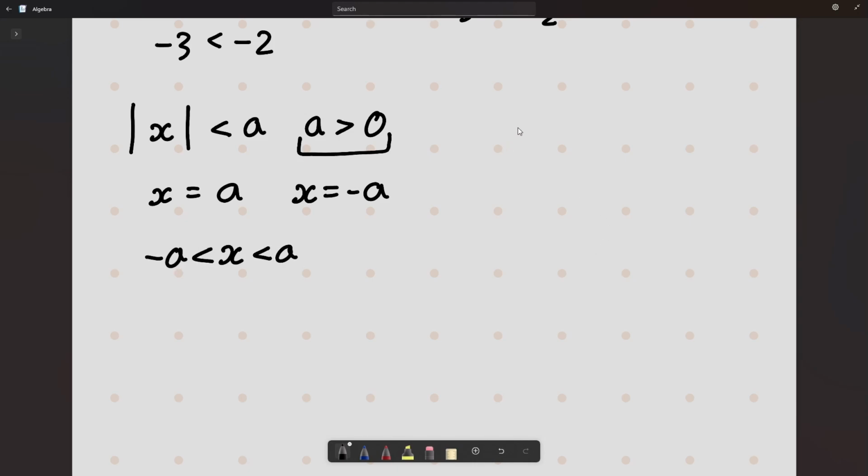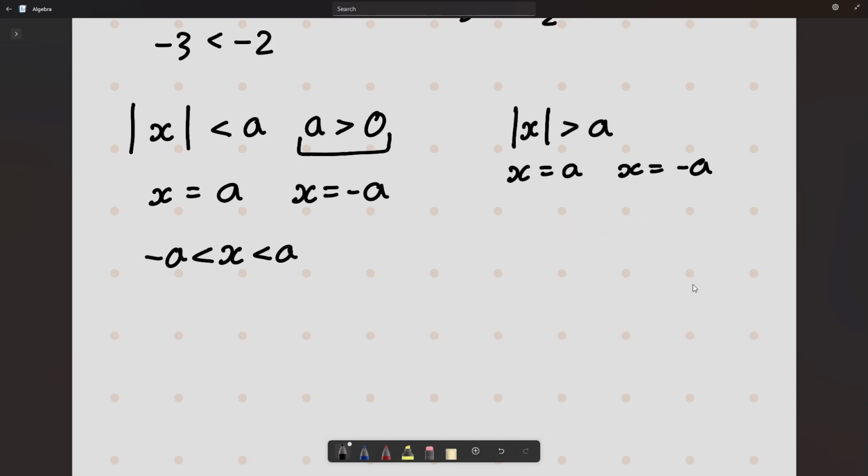But what if you had a question that was something like modulus of x is greater than a? Well, we know that x could either be a or negative a, but this time it's greater than a. So you cannot just say that x is all of a sudden less than a. It's not possible.